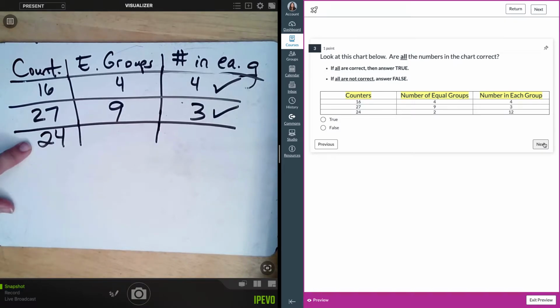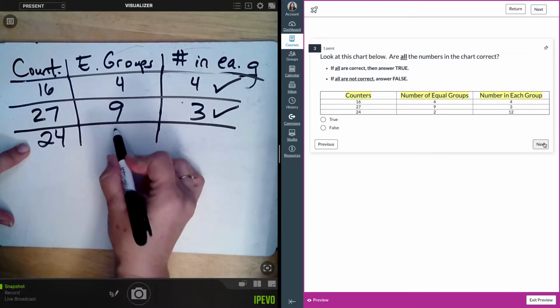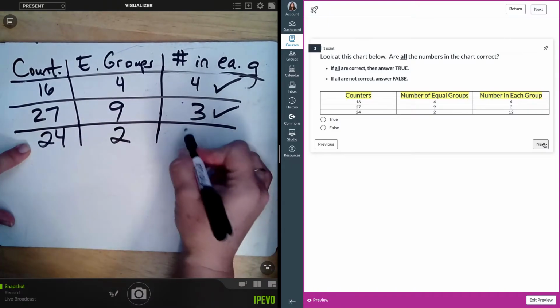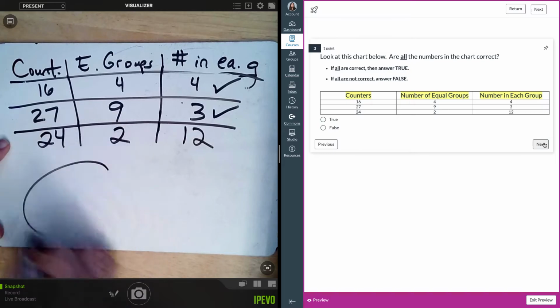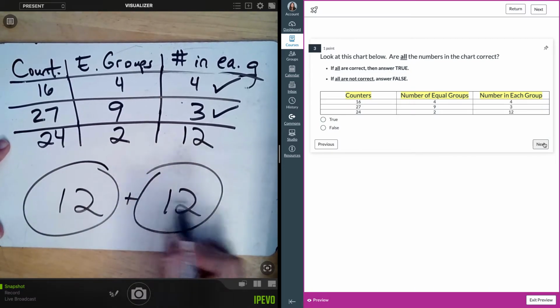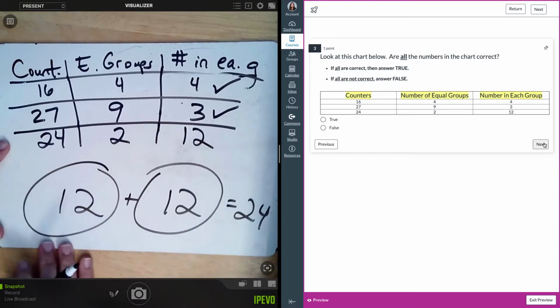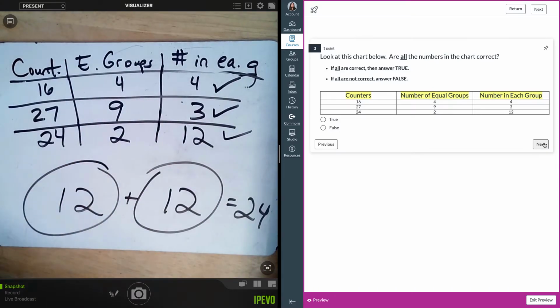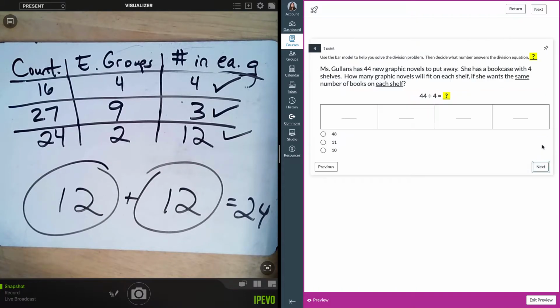Let's do the last one because they all have to be true for this to be true. So 24 counters, 2 equal groups, 12 in each group. Well, I can just know if I have 12 here and 12 here, that adds up to 24. Check. So yes, all 3 rows are true.